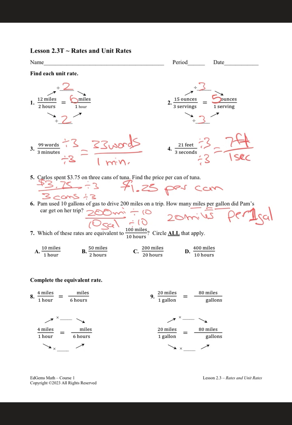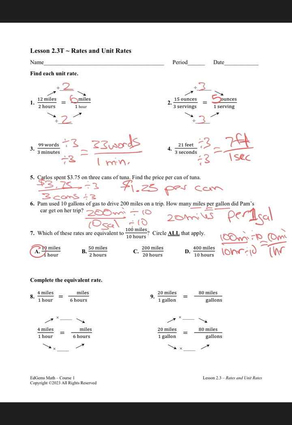Okay, so it says, which of these rates are equivalent to 100 miles in 10 hours? Circle all that apply. So the first thing I'm going to do, since we're dealing with rates and unit rates, I'm going to convert this to its unit rate. So I'm going to go 100 miles over 10 hours. I'm going to divide both the numerator and the denominator by 10. 100 divided by 10 is 10, so we get 10 miles per 1 hour. Do we see 10 miles per hour here? Yes, we do. That is A.